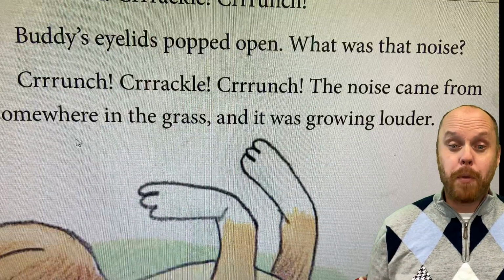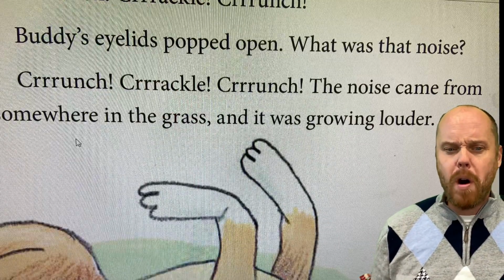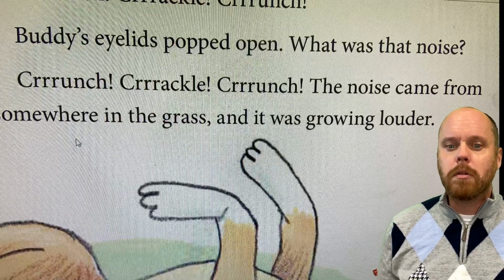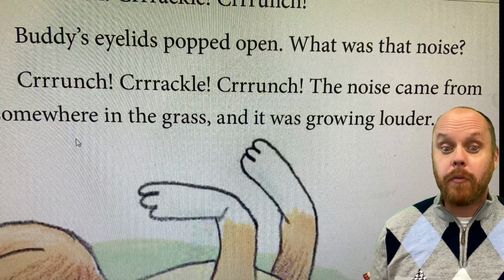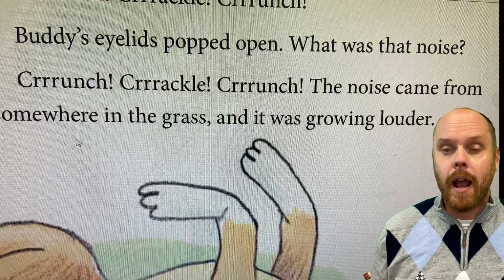Buddy's eyelids popped open. What was that noise? Crunch, crackle, crunch. The noise came from somewhere in the grass, and it was getting louder.